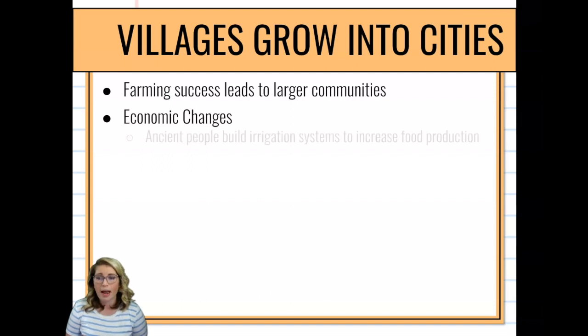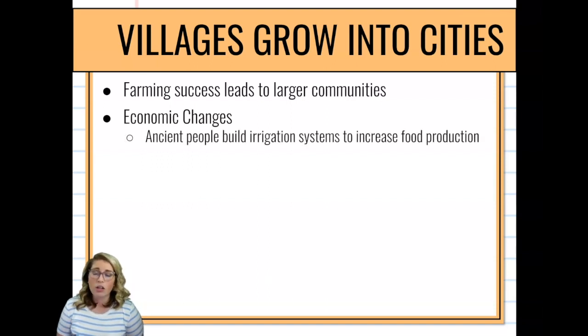So if we break down economic changes, basically there's a couple of things that are happening that help to increase the economy. For example, these people living in ancient times start to build irrigation systems to help increase food production. They realize that the better the crops get water, the more they grow. And so they figure, okay, let's find better ways to get water to the plants.